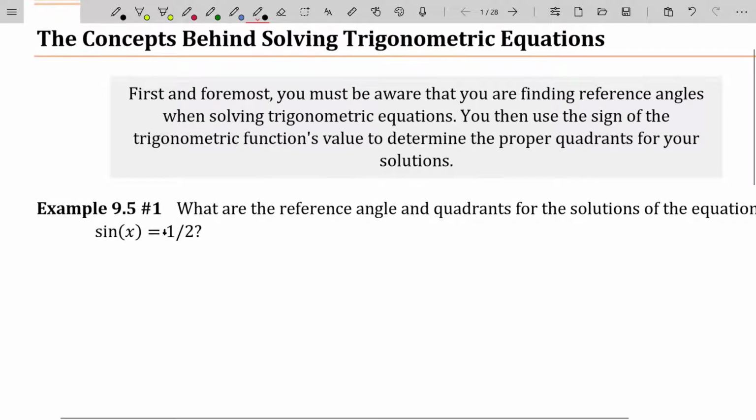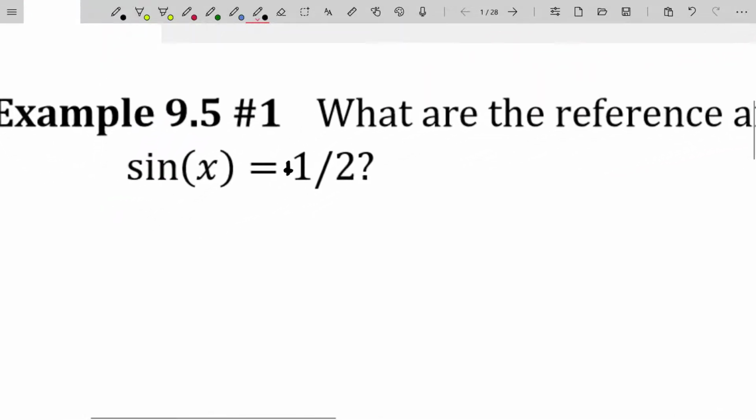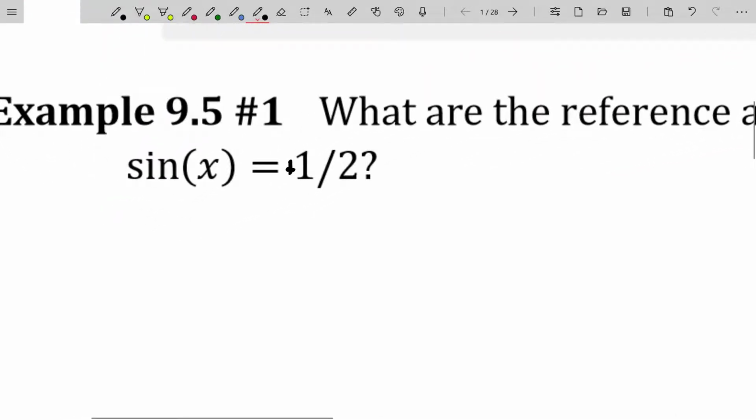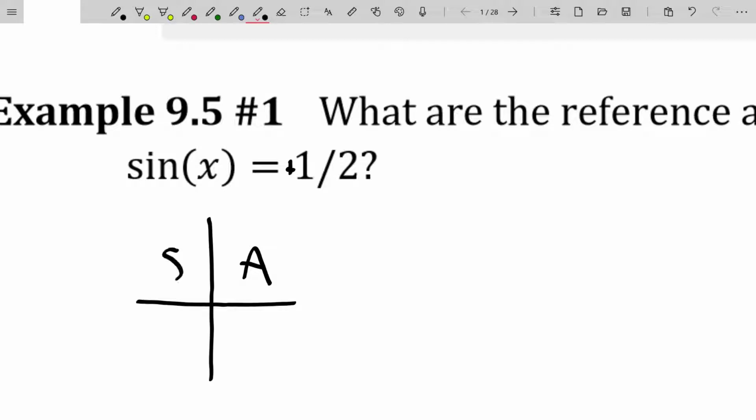So for example, the sine of x equaling a positive 1/2. Well, we know sine is positive. All trig functions are positive in quadrant 1, and then sine is positive in quadrant 2, tangent in 3, and cosine in 4. Obviously, I also mean their reciprocals are positive in the respective quadrants. So sine of x equaling 1/2 means that I have solutions in quadrant 1 and quadrant 2. So I'll have two sets of solutions.